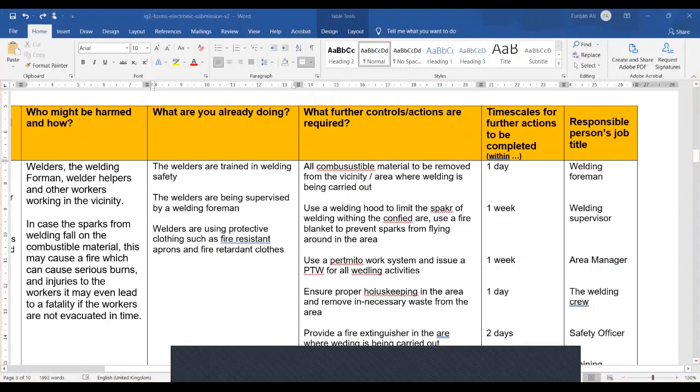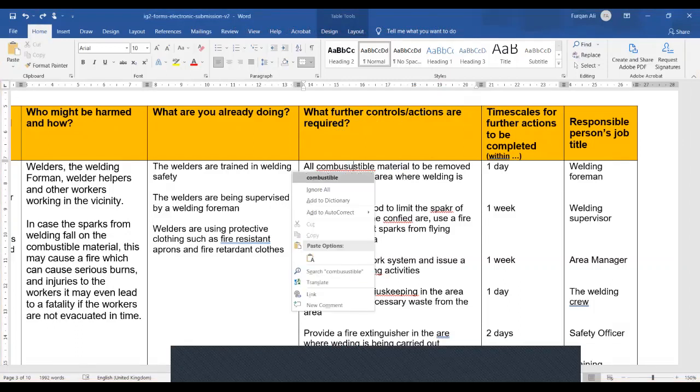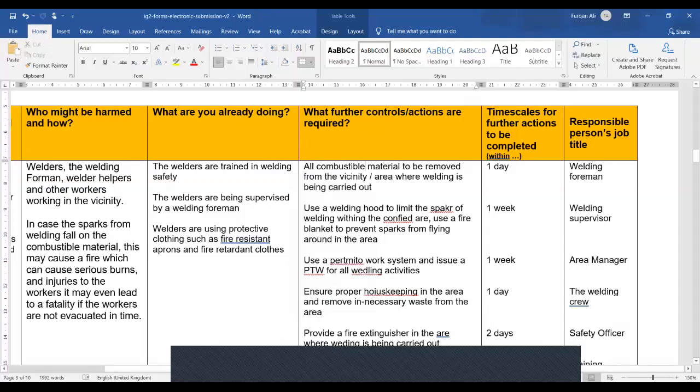Can anybody tell me the hierarchy of control? Does anybody remember? The hierarchy of control starts with elimination. Okay, so let's just refresh our knowledge on the hierarchy of controls.